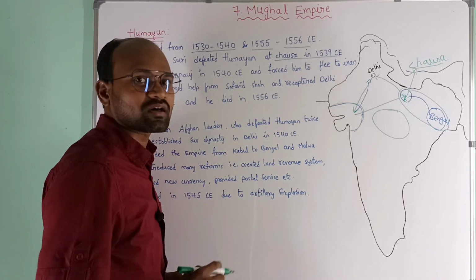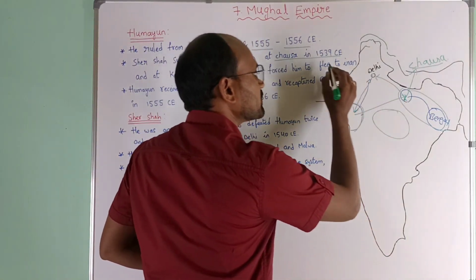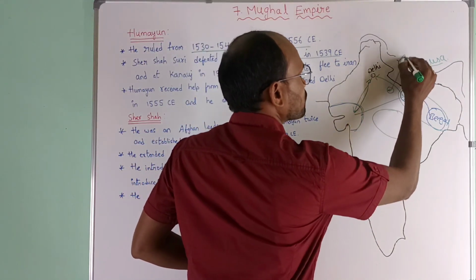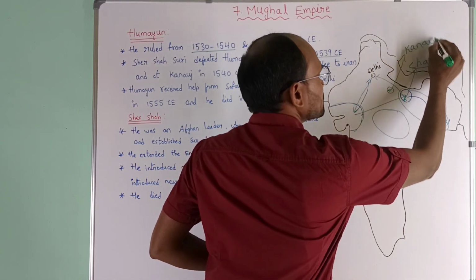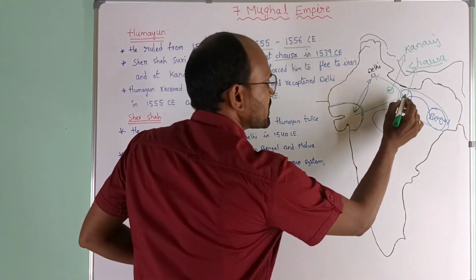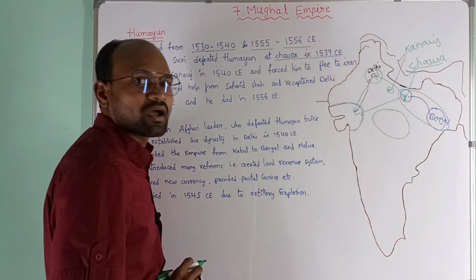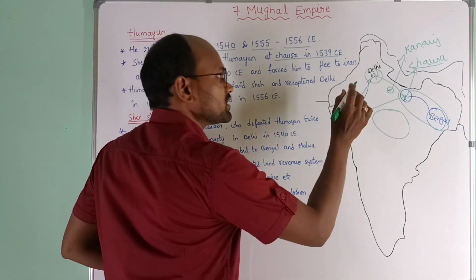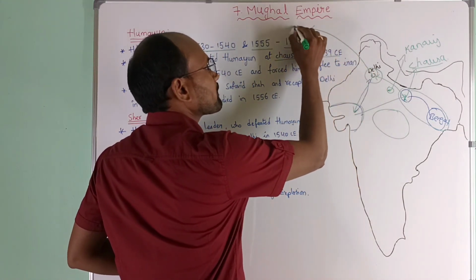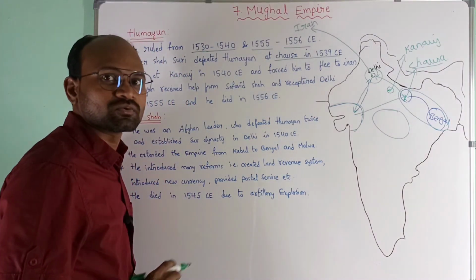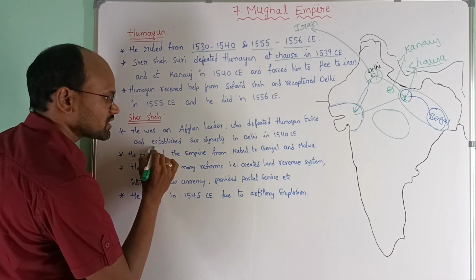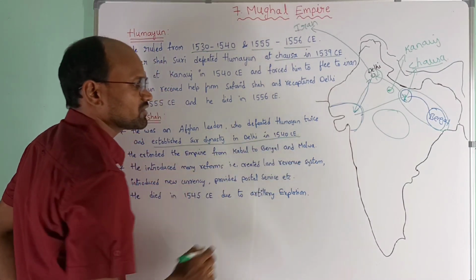Chausa is located in Bihar. And later he defeated Humayun in the year 1540 CE in Kannauj. This Kannauj is located in Uttar Pradesh. After these two defeats, Sher Shah Suri conquered Delhi and Humayun was defeated. So Sher Shah Suri forced Humayun to flee to Iran. So Humayun went away to Iran in the year 1540 CE. Therefore, Sher Shah Suri established the Sur dynasty in Delhi in the year 1540 CE.